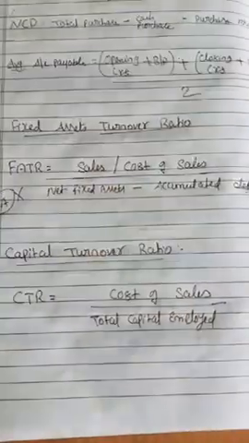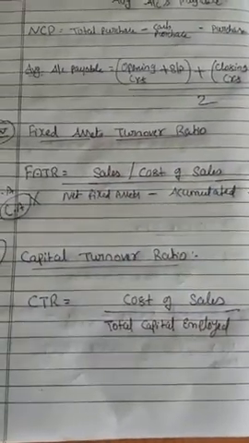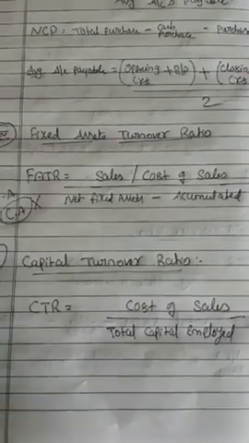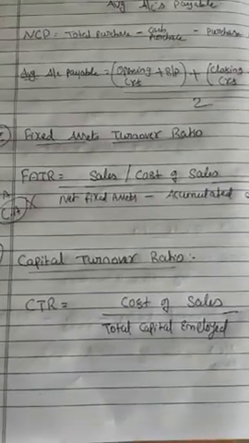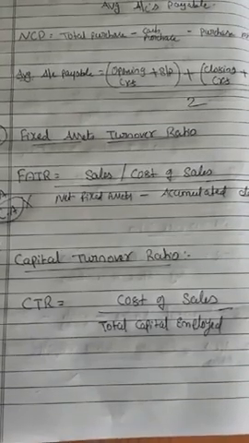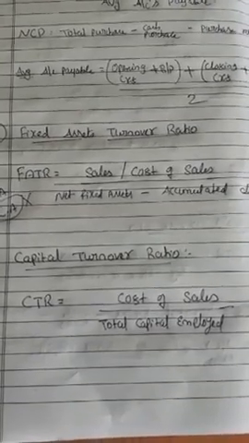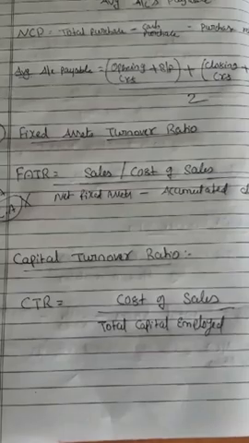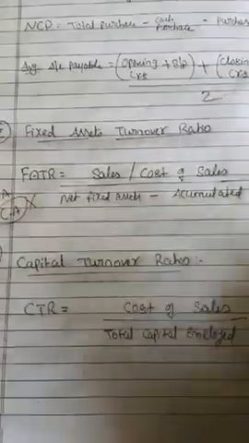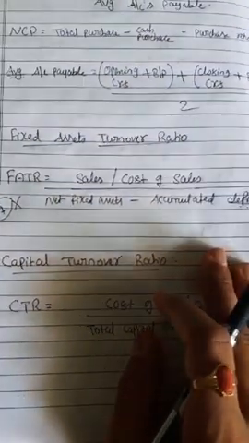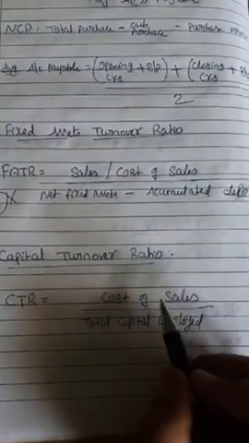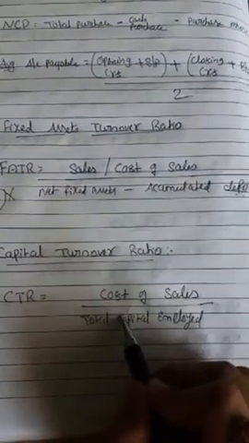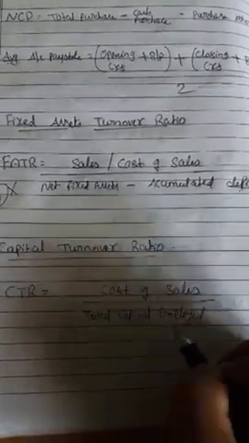So what is capital employed? It is the value of assets employed in the business, or in another way, it is expressed as the total amount of capital that has been utilized for acquisition of profits. So how efficiently we have utilized our capital in acquisition of our profits. That's your capital employed. So here the formula is cost of sales divided by total capital employed.